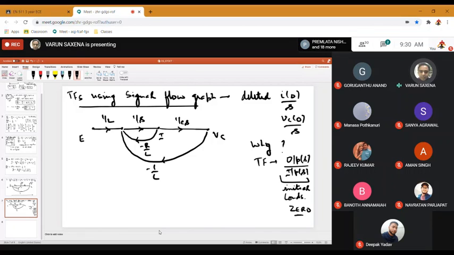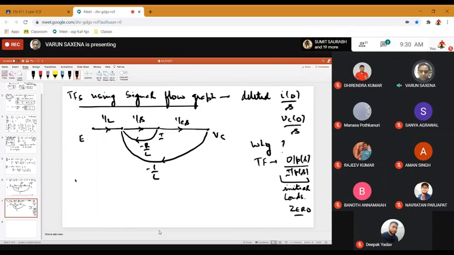So that is the reason why I have omitted I naught by S and V subscript C0 by S. We have deleted it. So what are the possible transfer functions that you can evaluate?